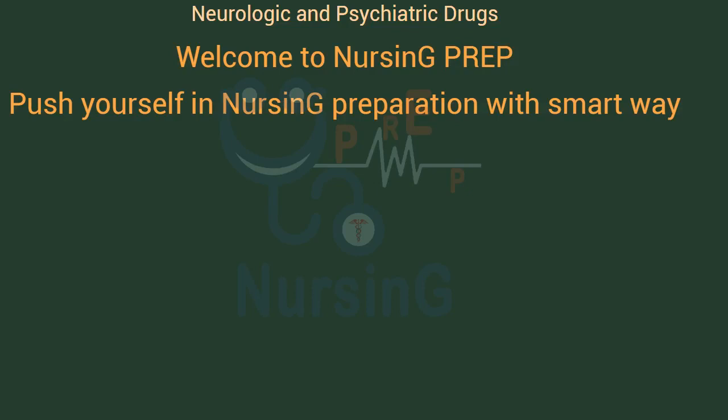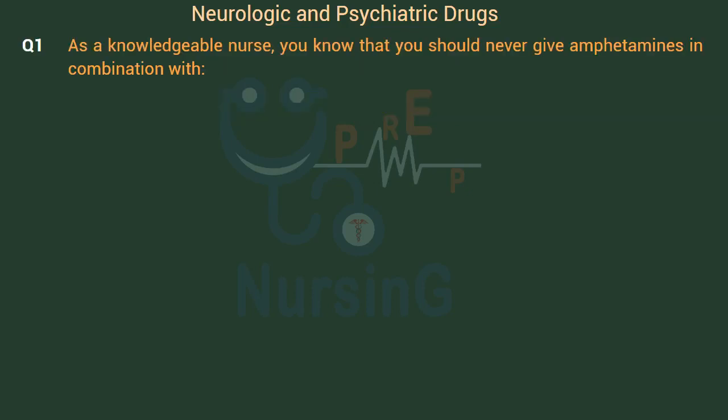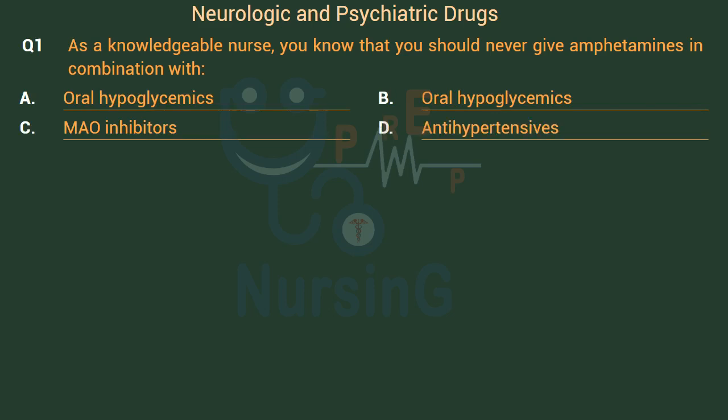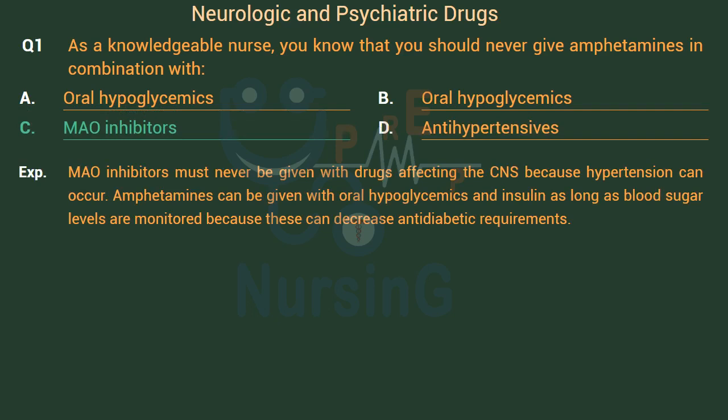Neurologic and psychiatric drugs. As a knowledgeable nurse, you know that you should never give amphetamines in combination with Option A. Oral hypoglycemics. Option B. Oral hypoglycemics. Option C. MAO inhibitors. Option D. Antihypertensives. Right answer is Option C. MAO inhibitors. MAO inhibitors must never be given with drugs affecting the CNS because hypertension can occur.